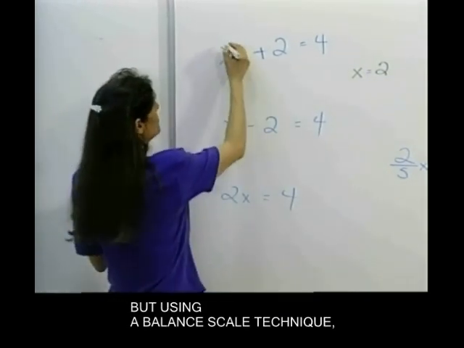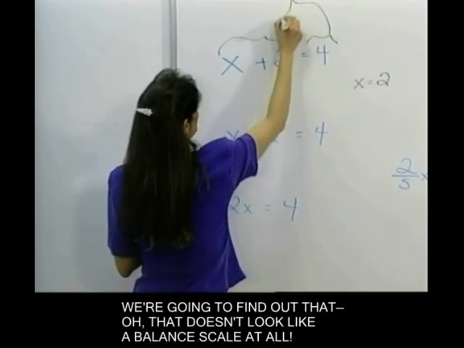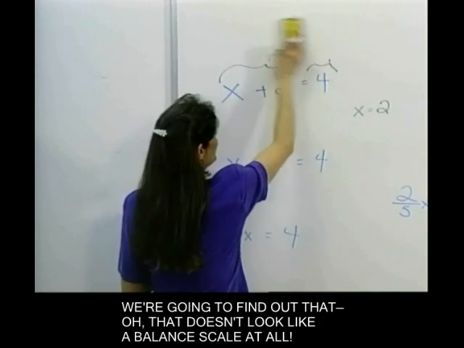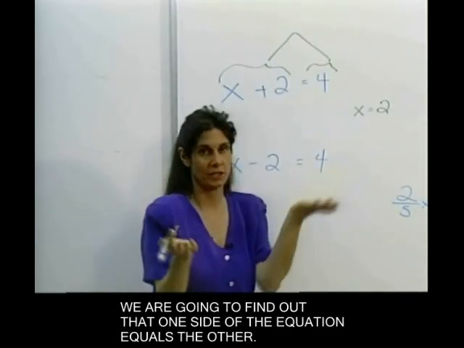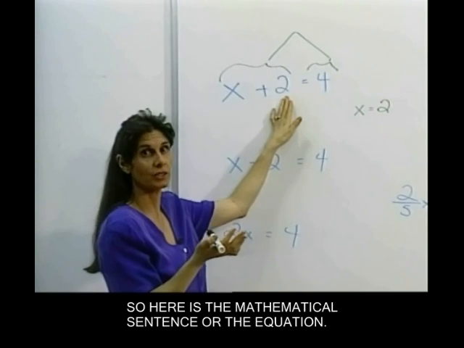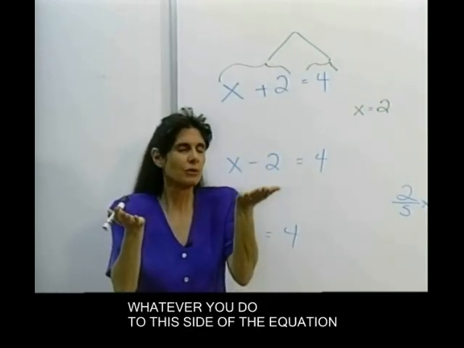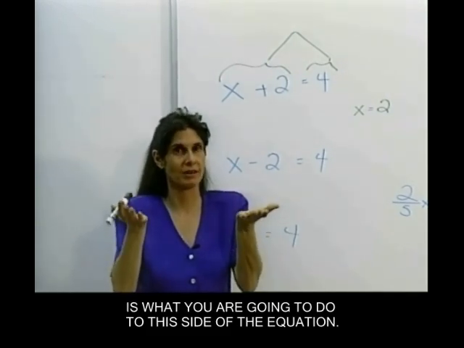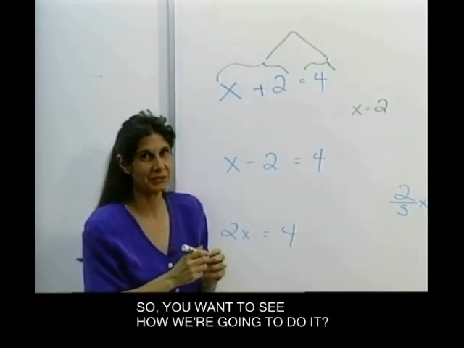But using a balanced scale technique, we're going to find out that, oh, that doesn't look like a balanced scale at all. We are going to find out that one side of the equation equals the other. So here is the mathematical sentence or the equation, and we know that x + 2 = 4. Whatever you do to this side of the equation is what you're going to do to this side of the equation. You have to keep them balanced. So, you want to see how we're going to do it?